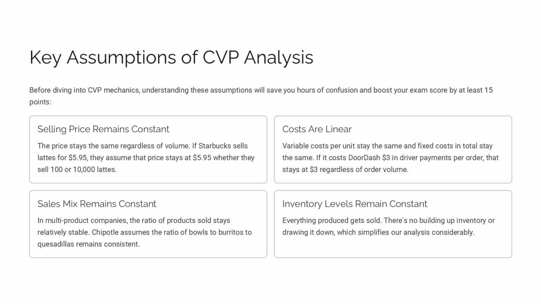The third assumption is that in multi-product companies, the sales mix remains constant, which is super relevant when you think about somewhere like Chipotle, where they assume the ratio of bowls to burritos to quesadillas stays relatively stable. Because if suddenly everyone switched to only ordering quesadillas, which have different margins, all their CVP calculations would be thrown off.